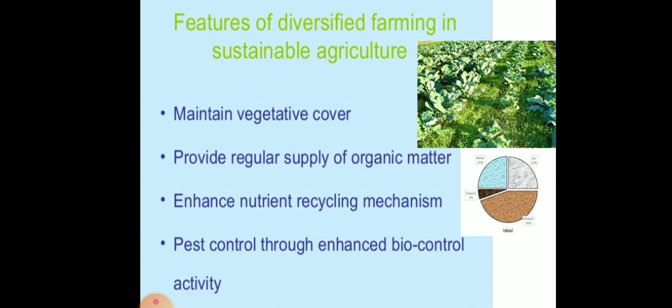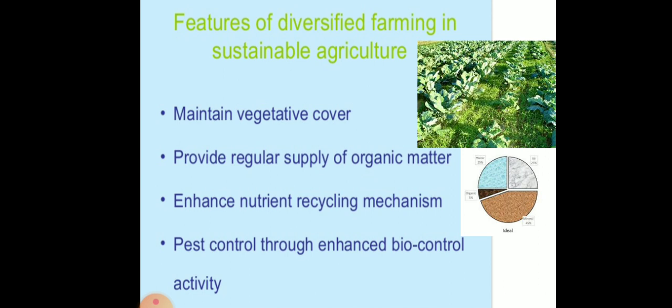Second, provide a regular supply of organic matter. We know the ideal soil has at least 25% water, 25% air, 45% mineral, and 5% organic matter in order for the humus and nutrients to be more available for the crops. Okay. Enhanced nutrient recycling mechanism, I discussed it earlier. And pest control, enhanced biocontrol activity, like for example, avoiding the use of synthetic chemicals as pesticides. Instead, you will use predators.